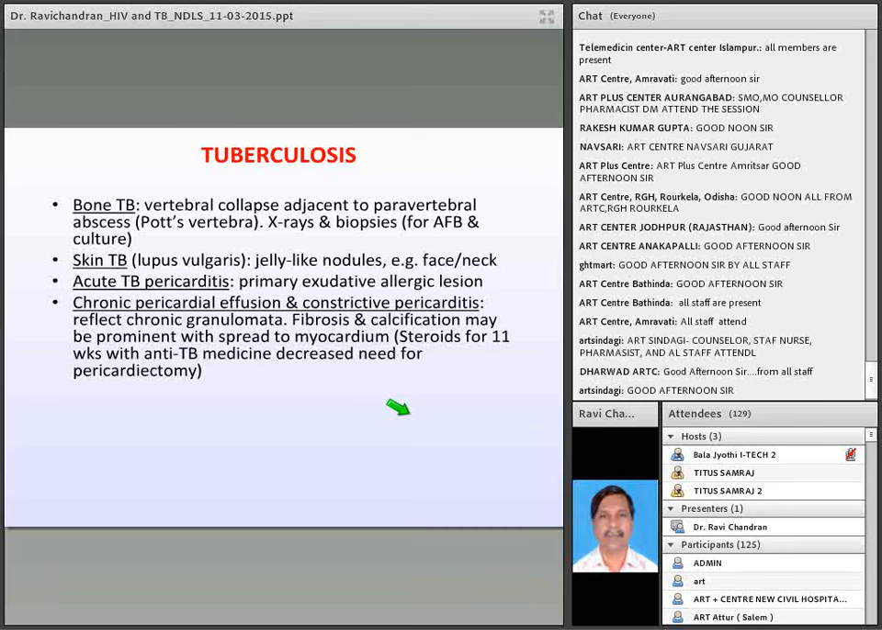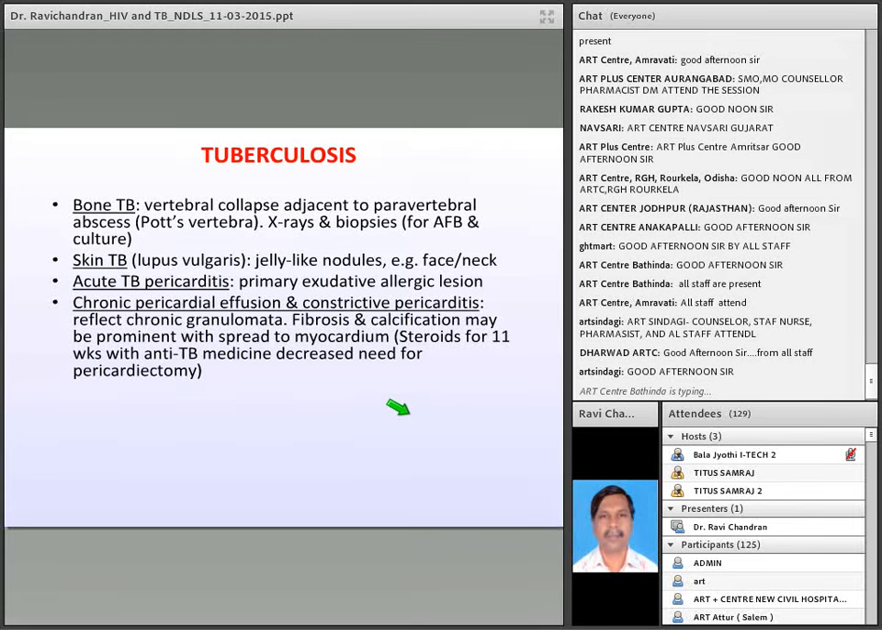Again, bone TB. Tuberculosis can involve the bone, especially the vertebra. When the vertebra is involved, it leads to collapse and fracture of the vertebral bones with abscess formation. This is called cold abscess formation along the vertebral column. It is otherwise called Pott's spine. X-rays and biopsies are diagnostic or confirmatory tests.